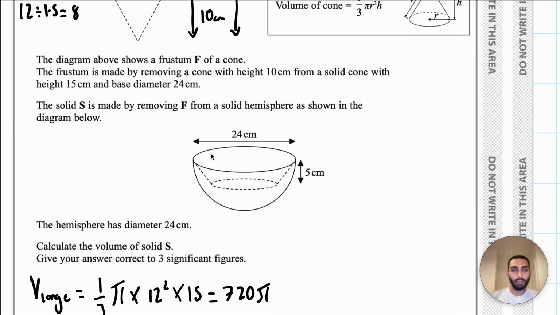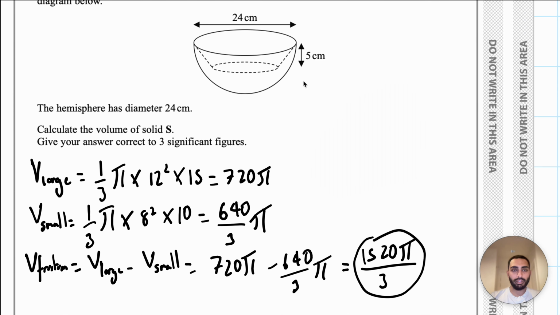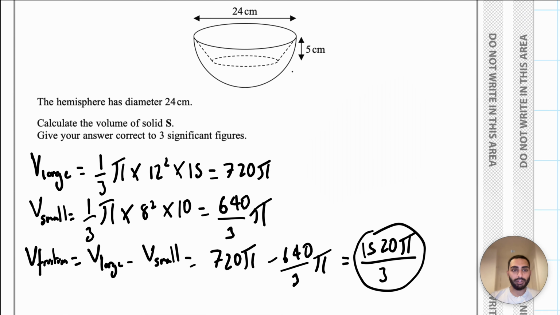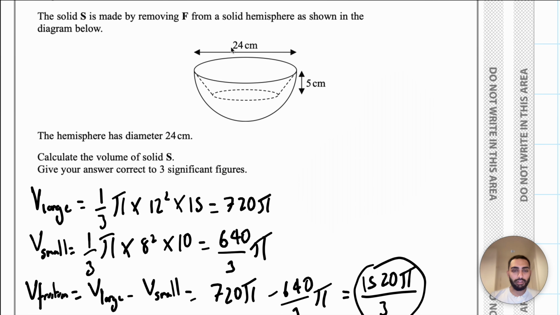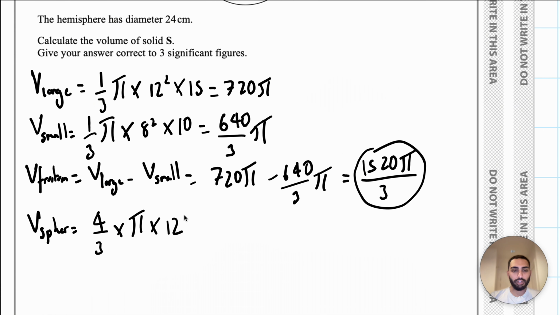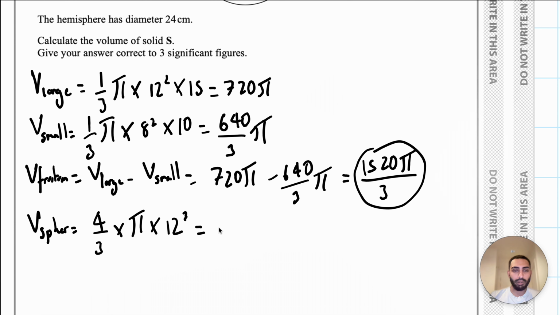Next, we need to find out the volume of this hemisphere. So we've got the formula for a sphere, but we need to find a hemisphere, so we're just halving whatever value we get for this. So let's substitute these values in. So the volume of the sphere is 4/3 pi r cubed, 4/3 multiplied by pi multiplied by r cubed. Here, the diameter is 24, so the radius will be 12 centimeters. So 12 cubed. Type all of this in. So we've got 4/3 pi multiplied by 12 cubed, which is 2,304 pi.